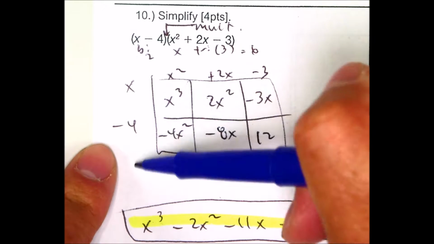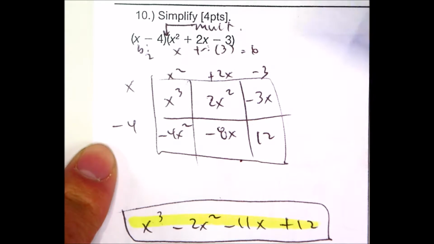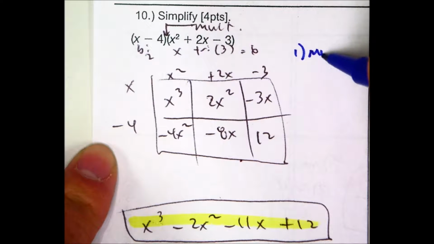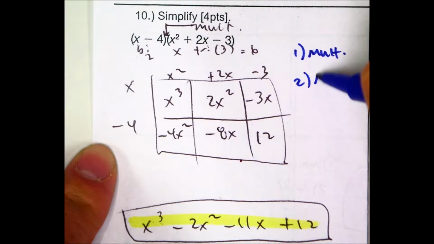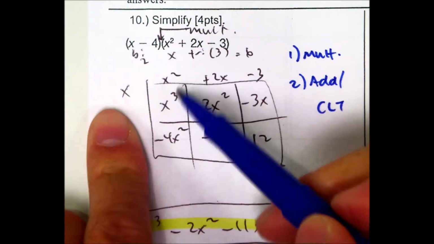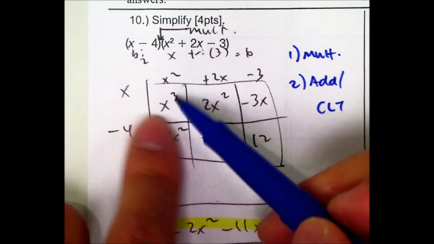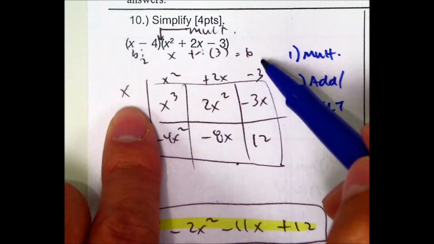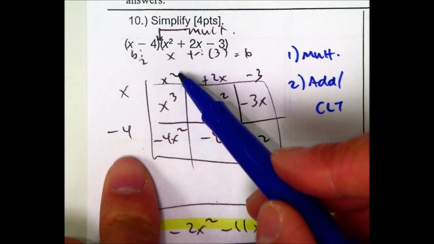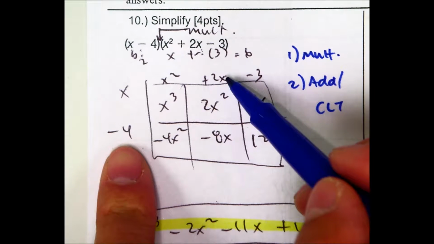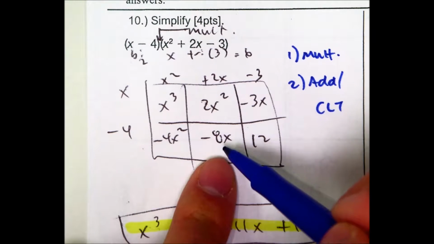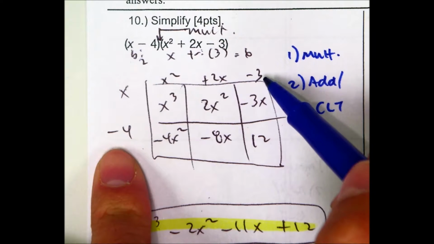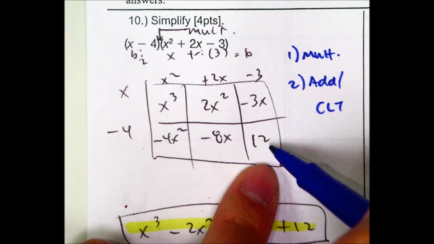Here's my binomial. There is my trinomial. Again, same thing. Multiply, then add or combine like terms. X times x is x squared. X times x squared is x to the third. X times 2x is 2x squared. X times negative 3 is negative 3x. Negative 4 times x squared is negative 4x. Negative 4 times a positive 2x is a negative 8x. And negative 4 times negative 3 is a positive 12.